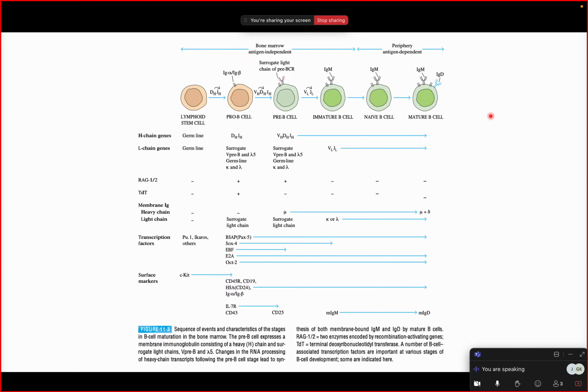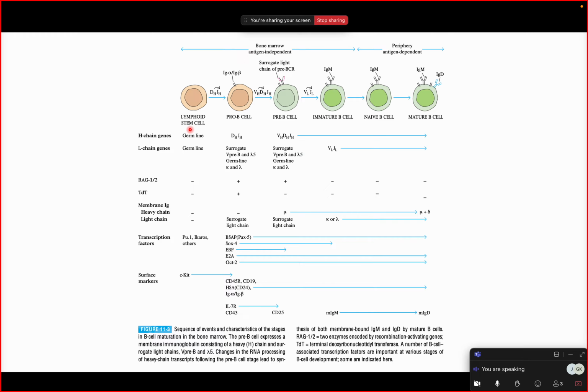Okay, so this is the brief overview of the processes which are happening at every single stage of B cell maturation. So first, when lymphoid stem cell is getting converted to pro B cell, what exactly is happening? The D and J joining is happening. Okay, and at this time the immunoglobulin alpha or beta chains will be displayed.